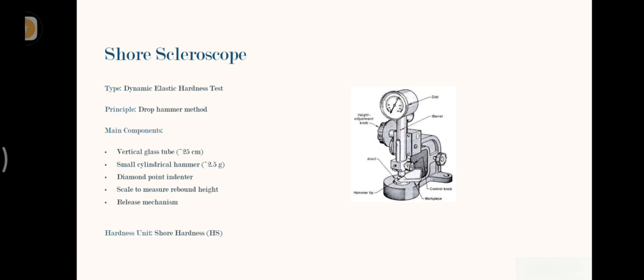So that is the glass tube, which is the barrel, which is 25 centimeters, and here we can place the hammer. There will be a hammer tip which is 2.5 grams. The indenter is nothing but the device that is used to create the indentation. Here we have a diamond point indenter, and we are going to measure how high it rebounds after giving an impact to the specimen. So the unit is Shore hardness. We are going to measure the Shore hardness.